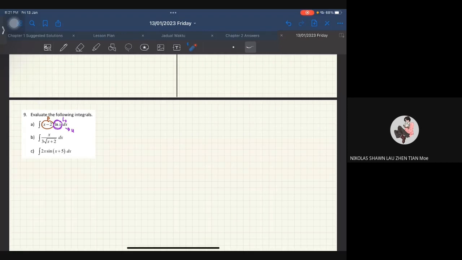Also look at example C, this one. We have a polynomial, 2x, and then we have a trigo function here. So these two are totally different functions. We have a polynomial and also a trigo function. The two of them have no relation to each other.